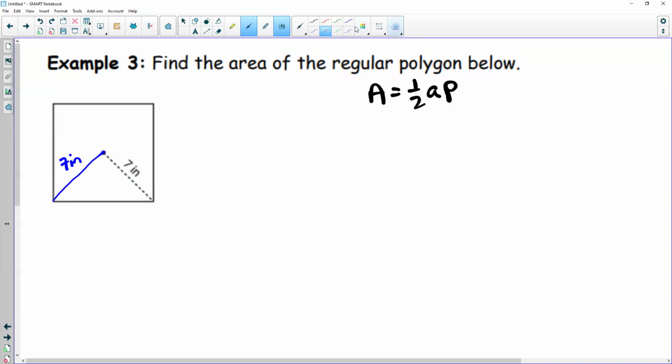Now what you're going to do is draw in an apothem. Before you draw in that apothem, let's take a look first at what would be the central angle for this. The central angle here would be, remember, 360 divided by the number of sides. So 360 divided by 4 tells us that the central angle here is 90. So this central angle is going to be 90 degrees.